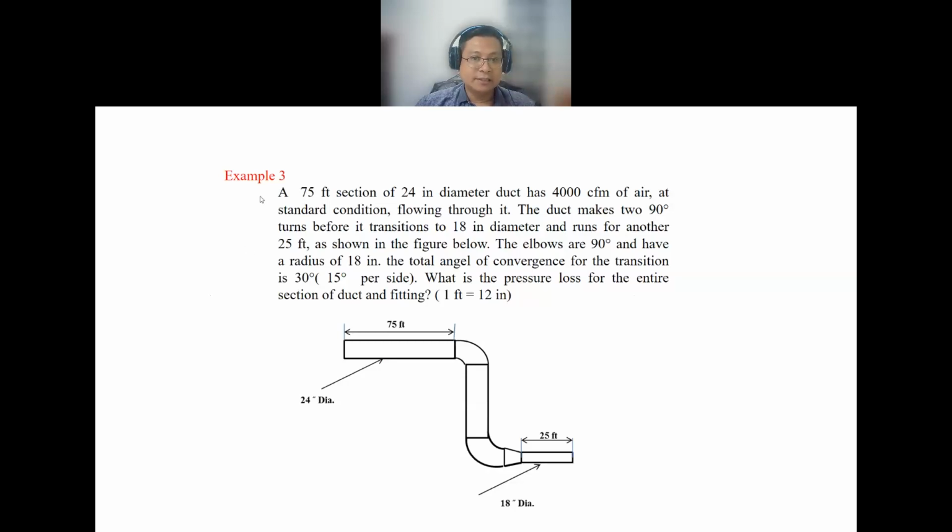Okay, this condition comes from the 75 feet length section in diameter 24. So, the flow is from here. So the duct has this diameter, the standard condition flowing through. If the duct makes a 90, okay, this one, 90. Before transition, the first is diameter 1 and diameter 2.